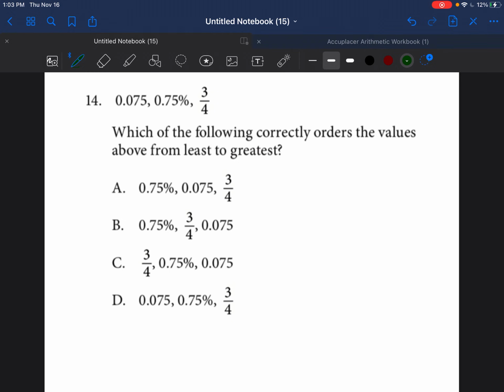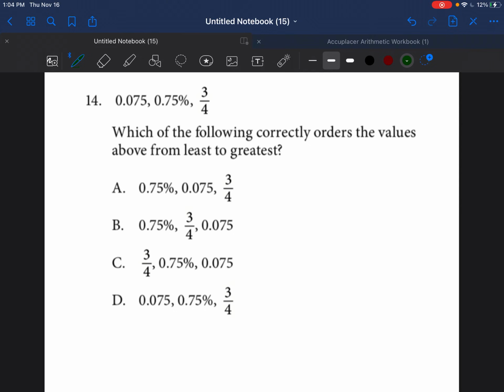Okay, so now we're going to go to problem number 14. And this is our last problem in this video. We're going to take our time and we're going to make our way through this. We're not going to be intimidated by it because if you look at the problem, there's a lot of reasons why we should be intimidated, but we're not going to be because we know what to do and we're getting better with our skills and it's going to be okay. So it says, which of the following correctly orders the values from least to greatest?